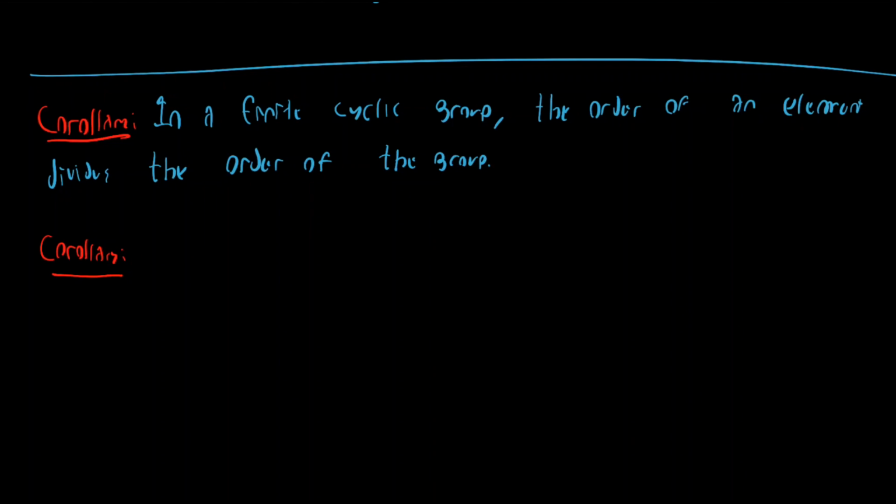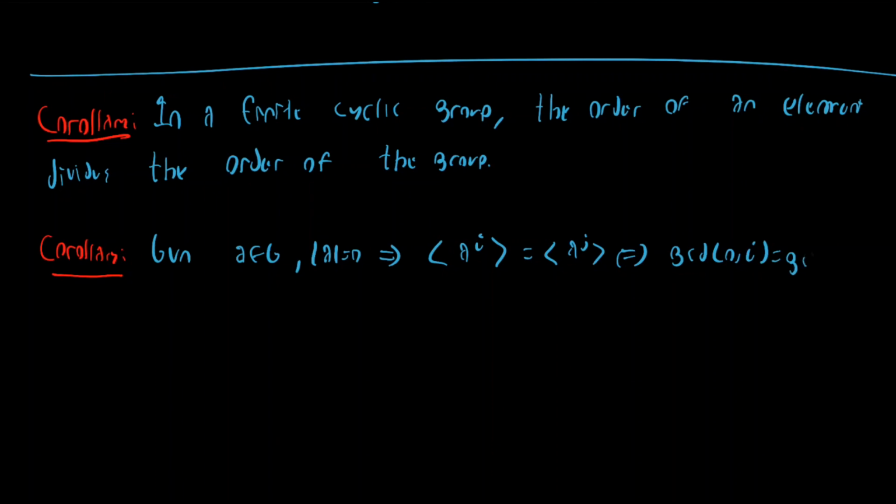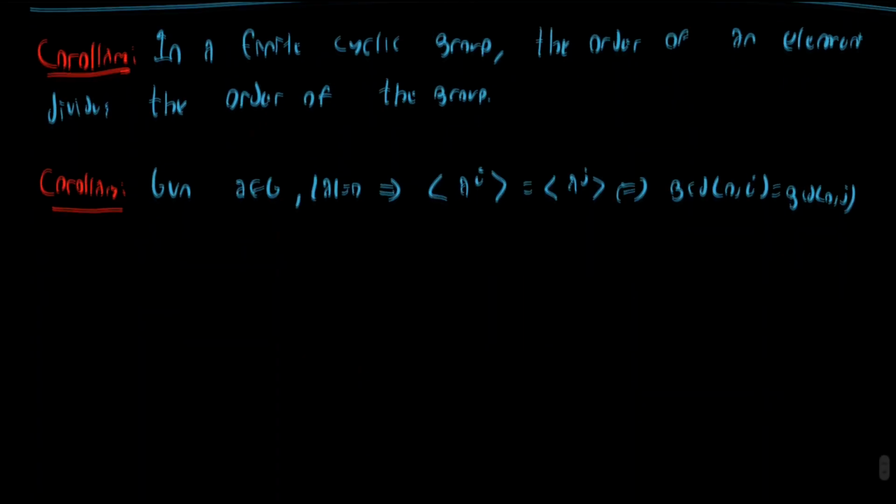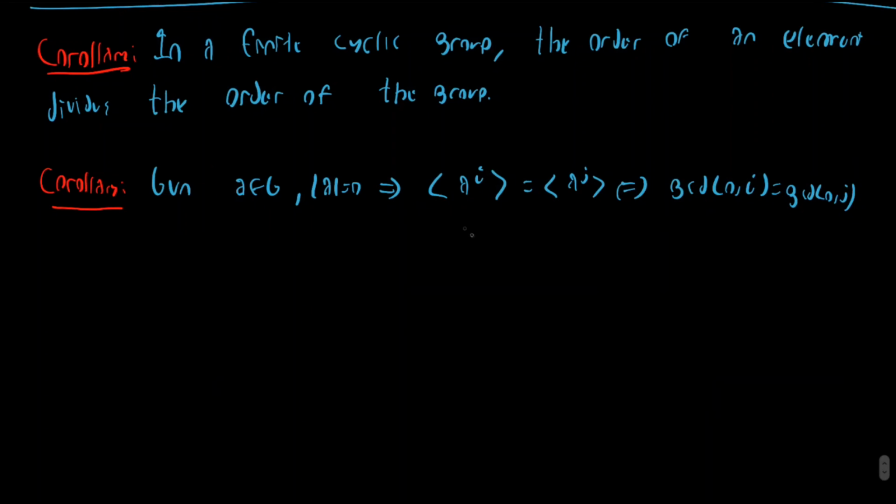In particular, given an element a in a group G of order n, we will have that the cyclic subgroup generated by a to the i will be equal to the cyclic subgroup generated by a to the j if and only if the GCDs of n and i and n and j are equal. And of course, this also holds for their orders. So also the order of a to the i is equal to the order of a to the j if and only if the GCD of n and i is equal to the GCD of n and j.